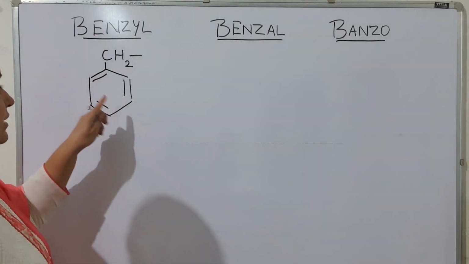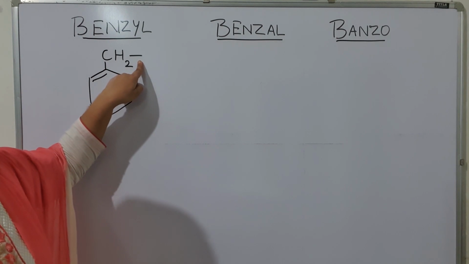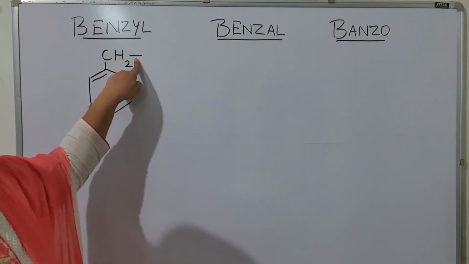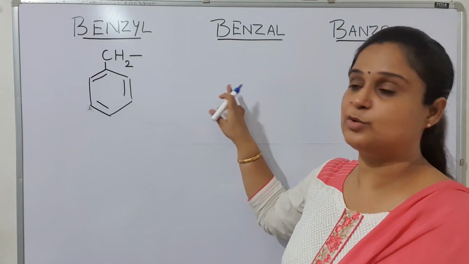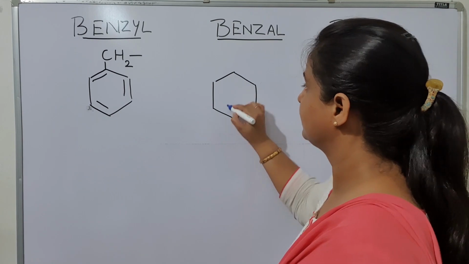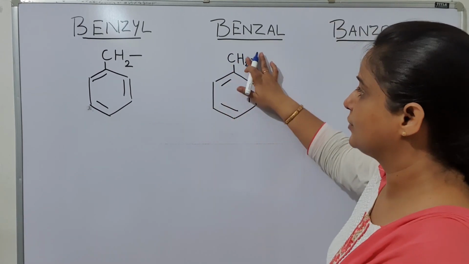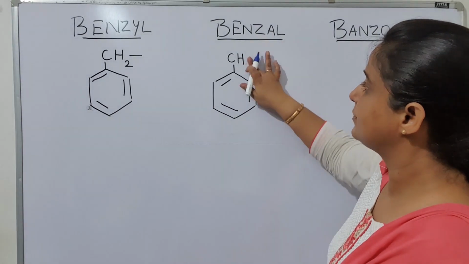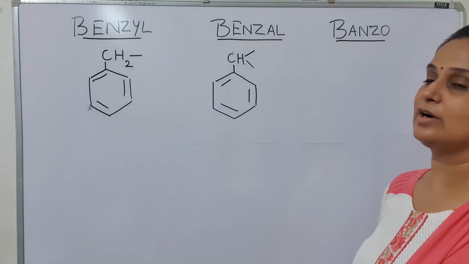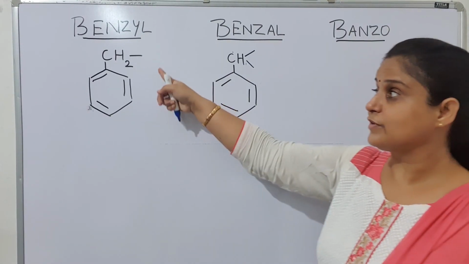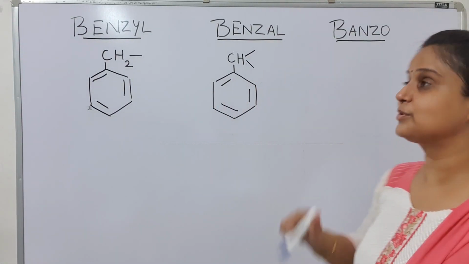So from toluene, if I remove one H and leave one valency unoccupied, this is called the benzyl group. Let's see one more group, that is benzal. When will this benzyl turn into benzal? Here we have CH2, this group benzyl. If I remove one more H, one more valency will be created, that is two valencies. So this is called the benzal group, meaning after the removal of one more H from the benzyl, we get benzal.